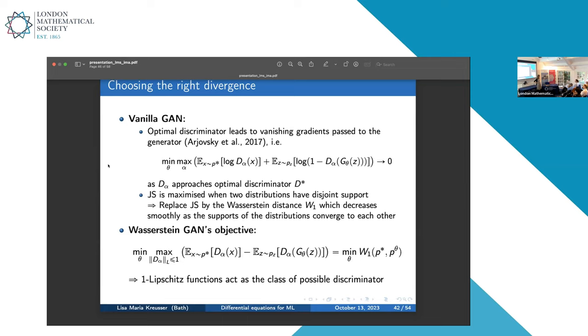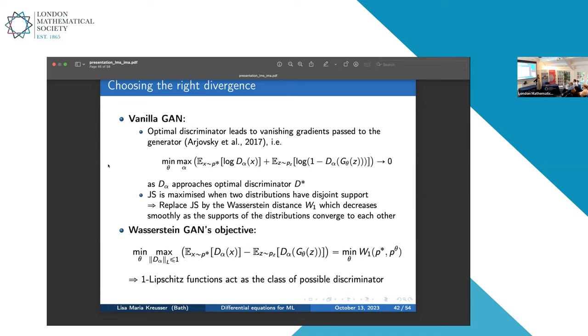And secondly, the Jensen-Shannon divergence is maximized when two distributions have disjoint support. And this is, again, something which is not really desirable. Because of this, one could think that maybe Wasserstein distances would work better, because Wasserstein distances are all related to transport theory. If we have similar support, this also means that, generally speaking, when having densities, the Wasserstein distances are also rather small.